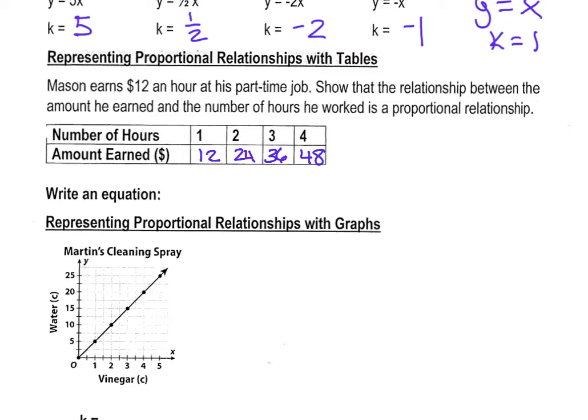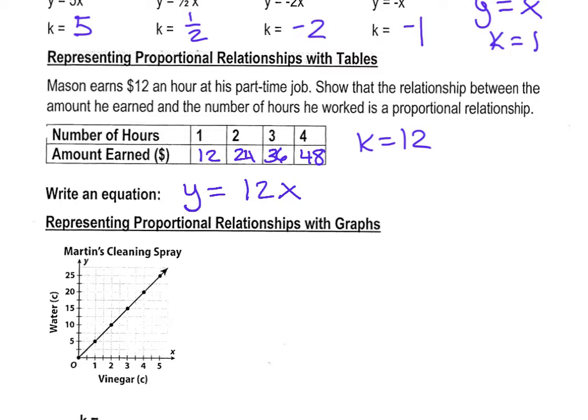Okay? So it's constant. The amount of money he makes is how much per hour? 12. He makes $12 an hour. So our constant of proportionality is 12, right? Our k value equals 12. Y equals 12x. Good.